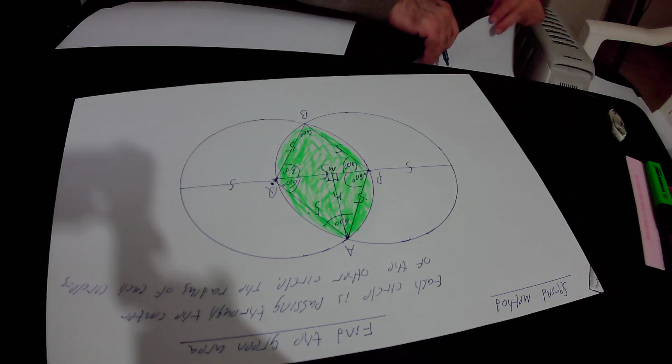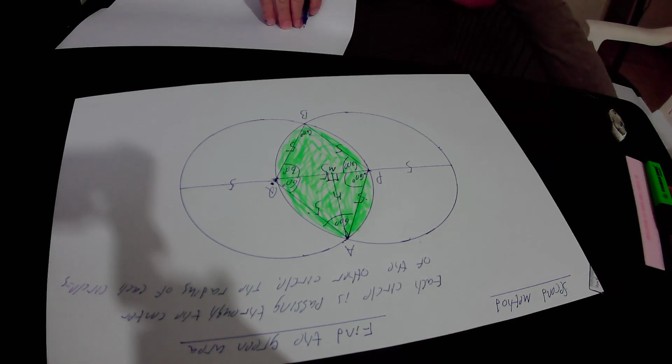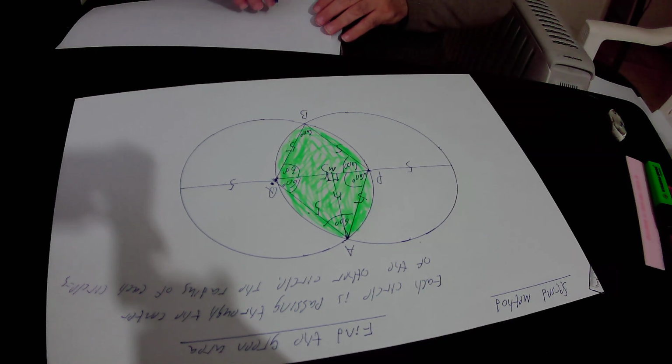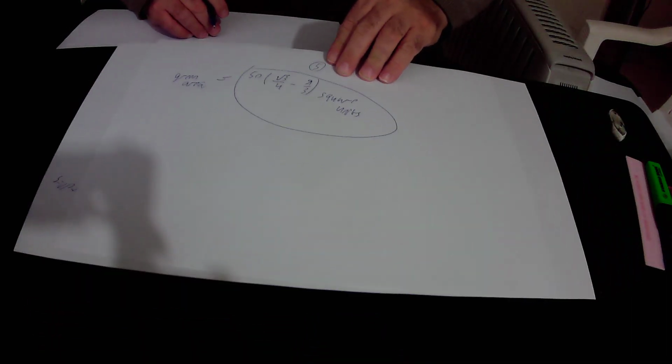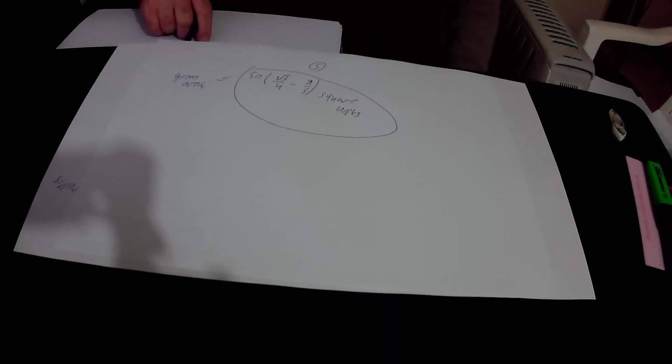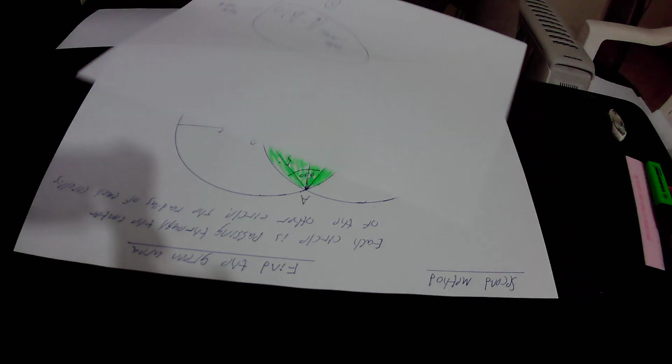Okay, so we actually found out that the area of the green shape, or the green area, equals to, in the second method we found out, exactly as we found out in the first method, that the green area equals to 50 times square root of 3 over 4 minus pi over 3 square units. Okay? So now I will summarize the lecture.